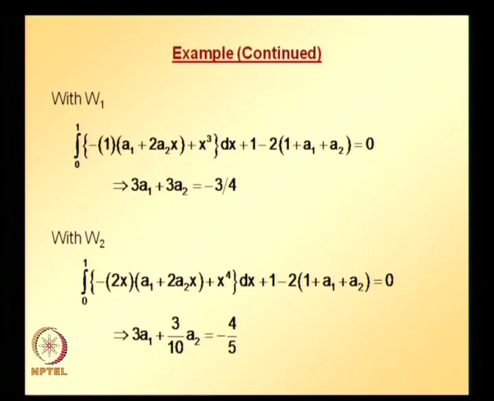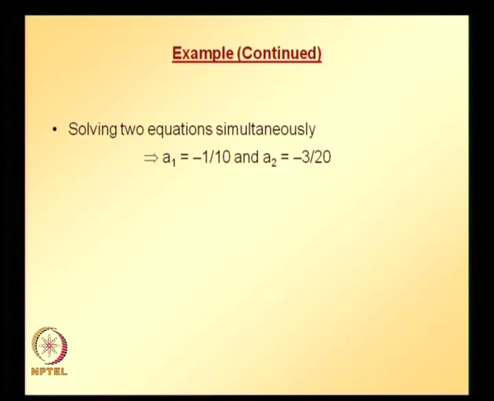And here you can see there are 2 unknowns to be determined, A1 and A2, and 2 equations. So you can solve these 2 equations simultaneously and get the coefficients A1 and A2. Solving the 2 equations simultaneously results in A1 equal to minus 1 over 10, and A2 equal to minus 3 over 20.